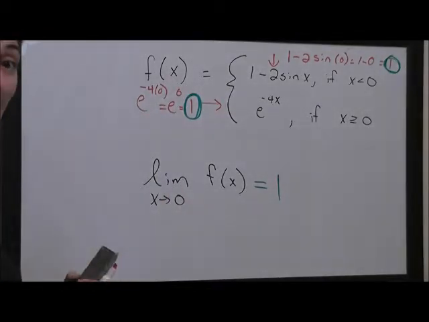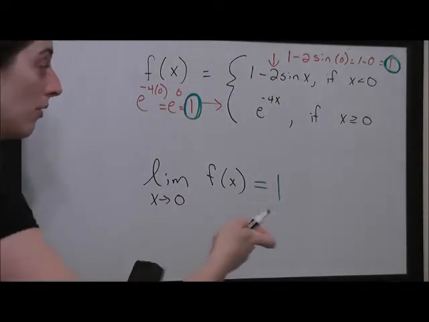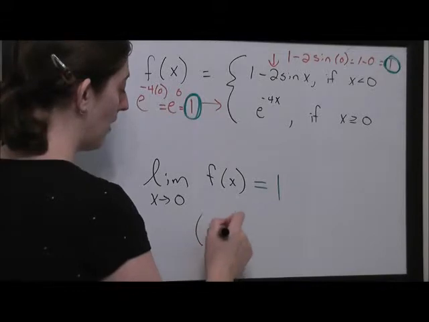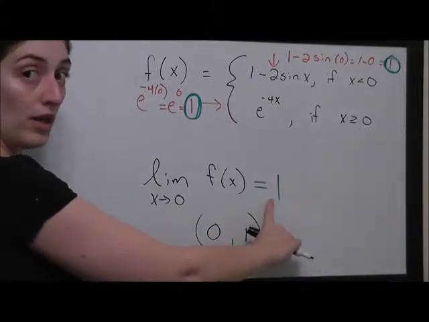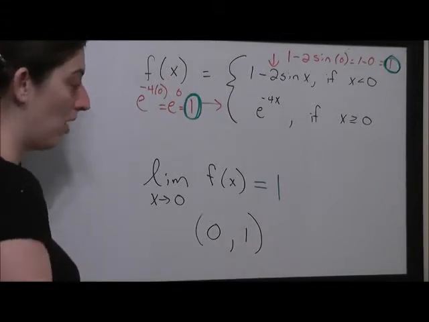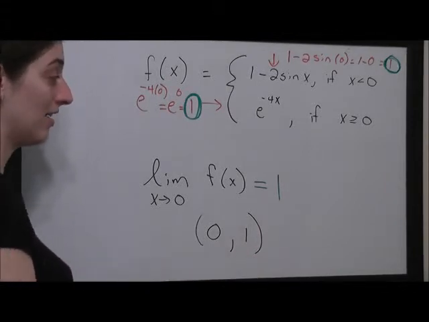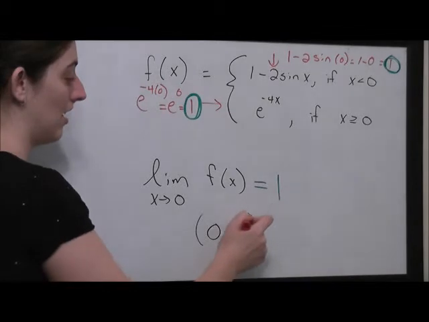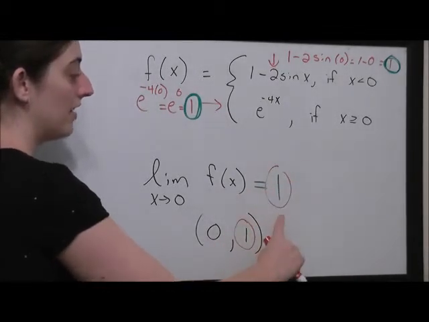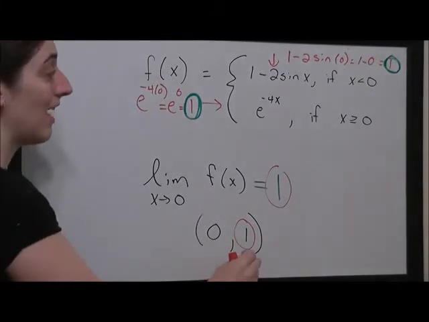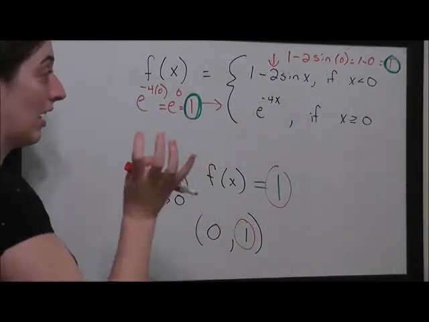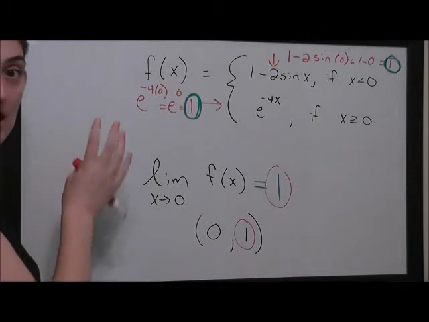Okay, now think back. We also know the point, right? We also know that there's a point at (0, 1). So we know the sides meet up at 1, and we know the point is (0, 1). So what that tells us is that the sides and the point meet up or match. So that tells me that this must be continuous.